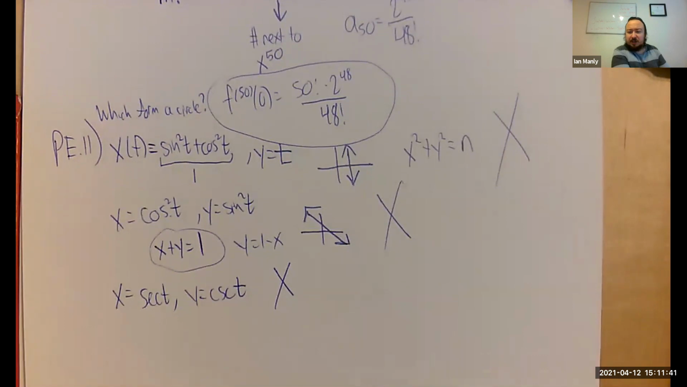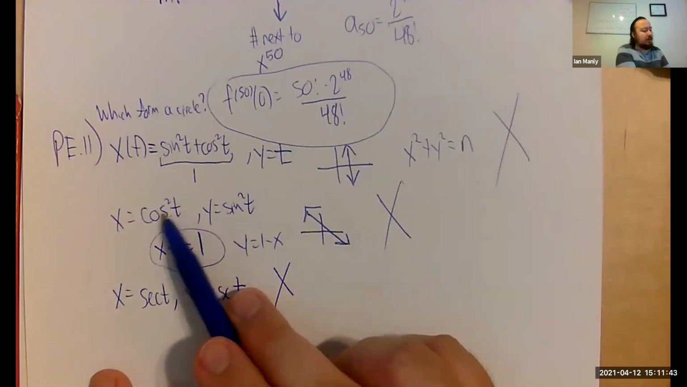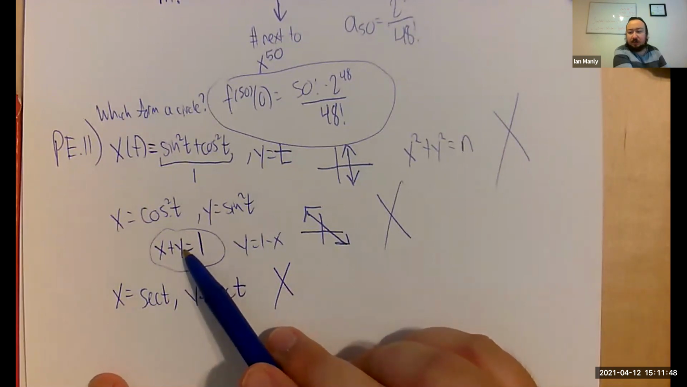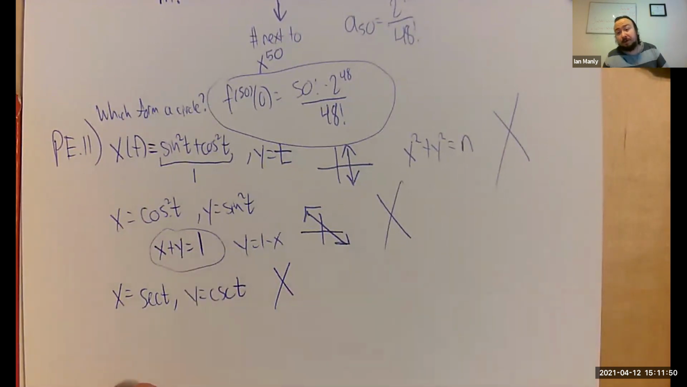But they have squares in them. Doesn't that match the equation? Well, they already have squares when they're only to the first power. So if I did x squared plus y squared, that'd be cosine to the fourth plus sine to the fourth. And that doesn't satisfy the Pythagorean identity.